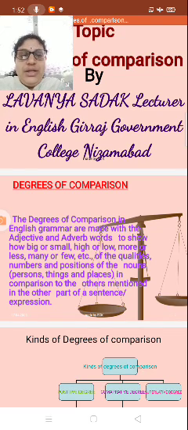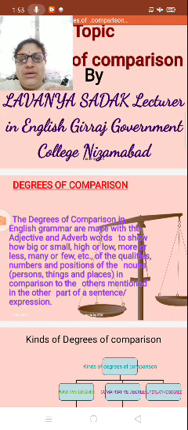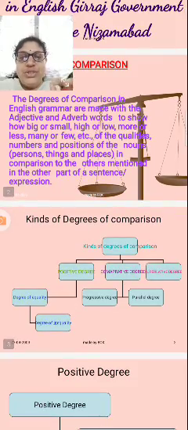The definition of the degrees of comparison: the degrees of comparison in English grammar are made with adjective and adverb words to show how big or how small, how high or low, more or less, many or few, etc., of the qualities, numbers and the position of the nouns, the persons, the things and places in comparison to the others mentioned in the other part of a sentence or expression.